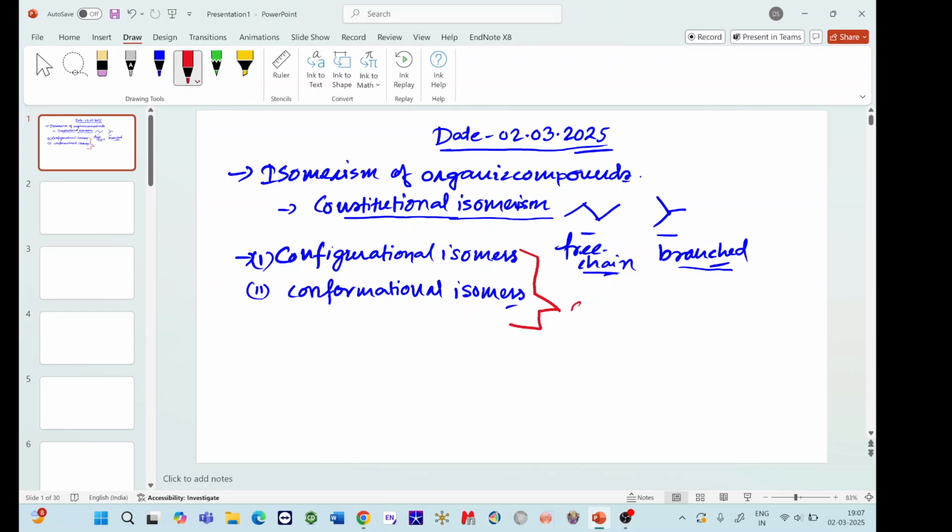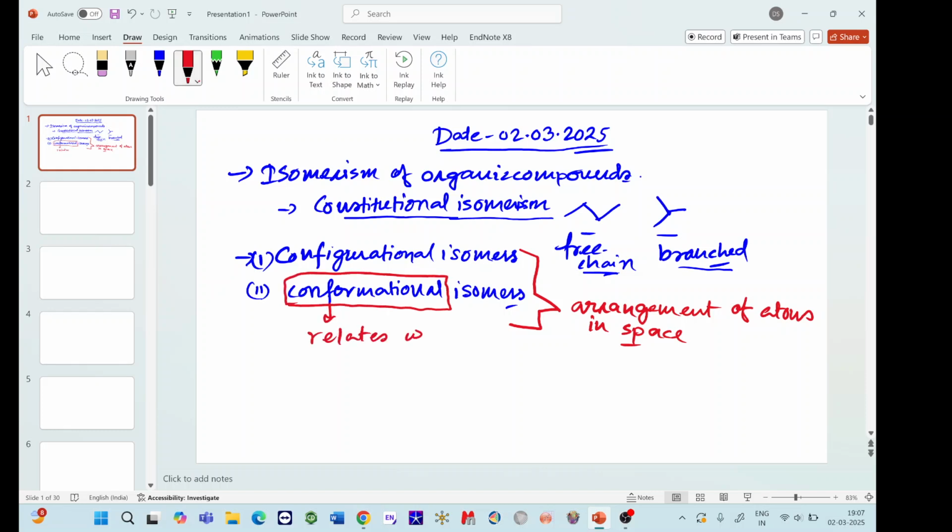So both are related with the arrangement of atoms in space. Both these isomerisms are related to the arrangement of atoms in space, but conformational isomers especially relate to rotation along a single bond. So why a single bond?